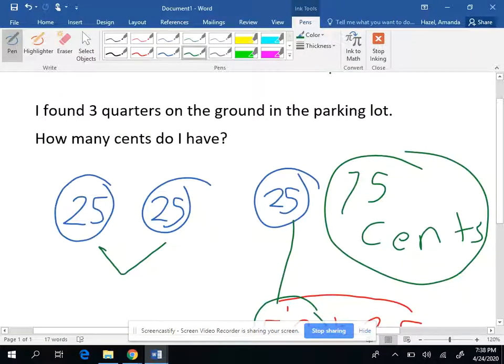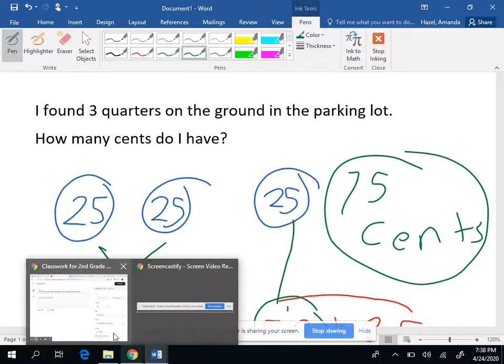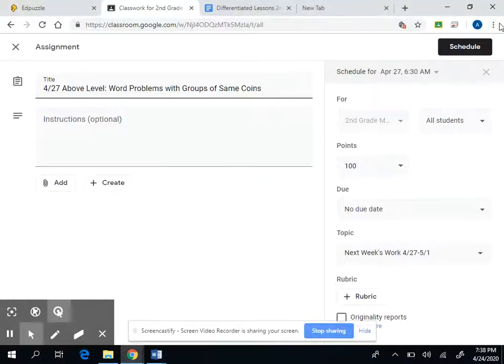So we worked today with adding when we have groups of the same coin. We don't always have groups of the same coin. So tomorrow we will work on what to do when we have groups of different coins.